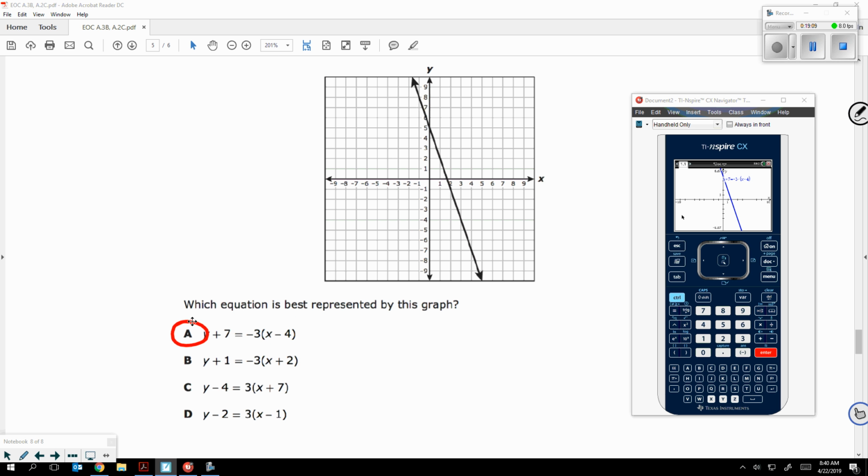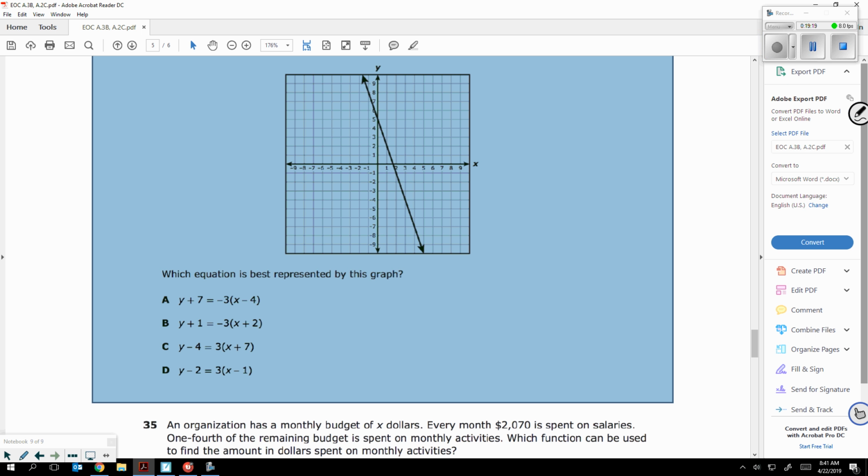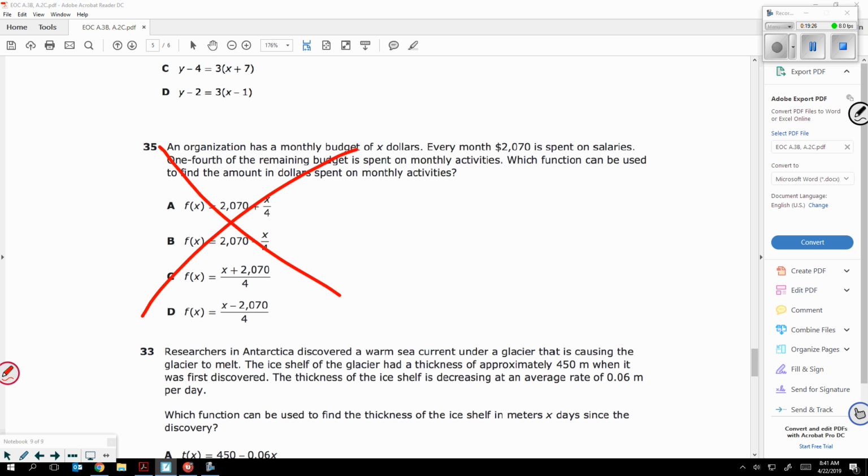Questions on how to do them in the calculator? Okay, next one. For your next one, for 35, just cross it off. We're not going to do it. We're going to go to 33 next. Okay.